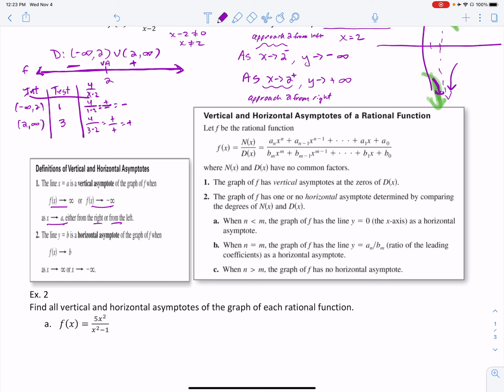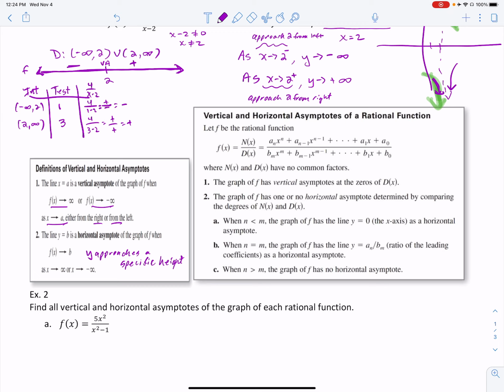And second is a horizontal asymptote. This is saying that the y values approach a specific height. And that height is b, as x is going to positive infinity or negative infinity. So for really large values of x or really large negative values of x, the function is approaching a specific height. And those are horizontal asymptotes.